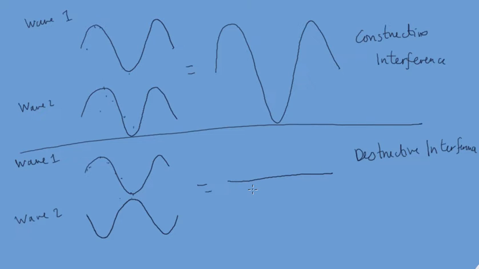Now, let's define what we mean by the path difference. Let's look at an example of constructive interference. I'll show you this one first.